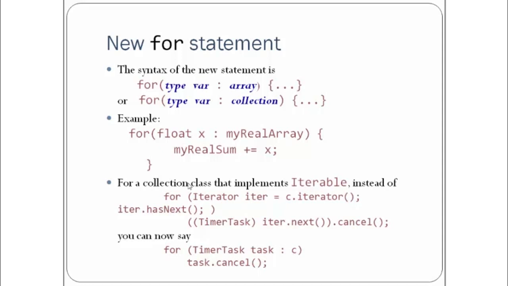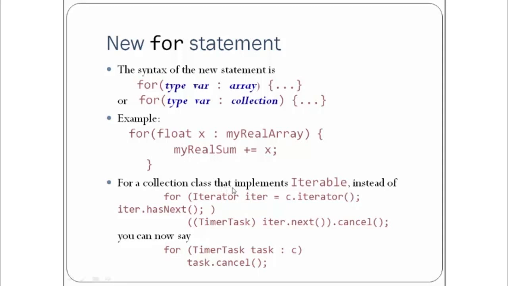Now, the new for statement. We'll see what we can do with the for statement. It's talking about the for-each loop. Using a for-each loop, you can traverse an array or a collection, as we have seen in some of our previous tutorials. So my real array is an array of float type, and then we are taking float x, a variable of float type, and calculating some real sum by adding x to the sum.